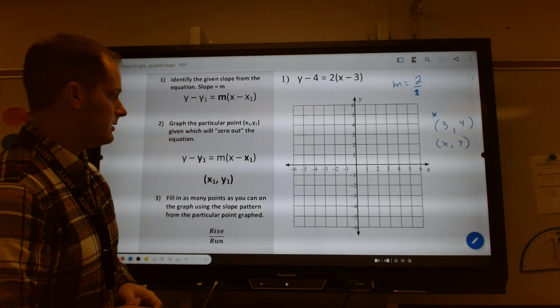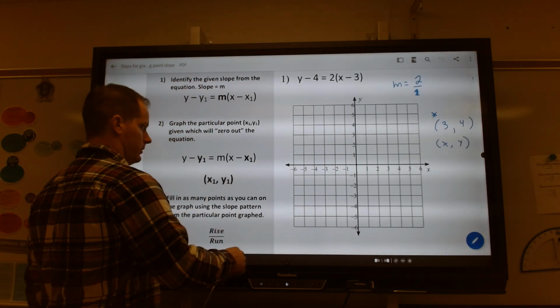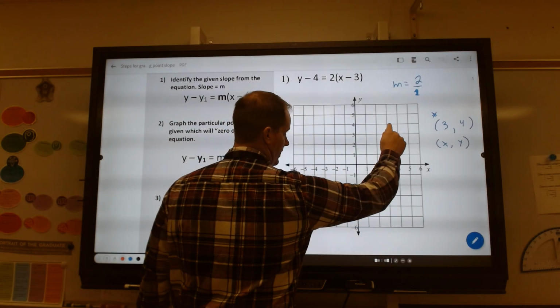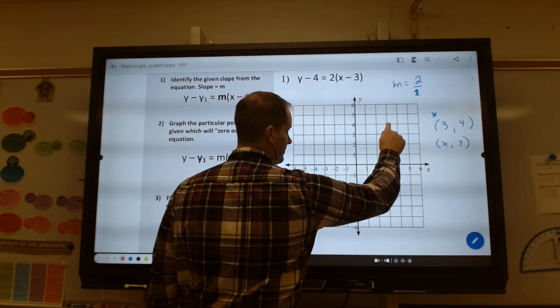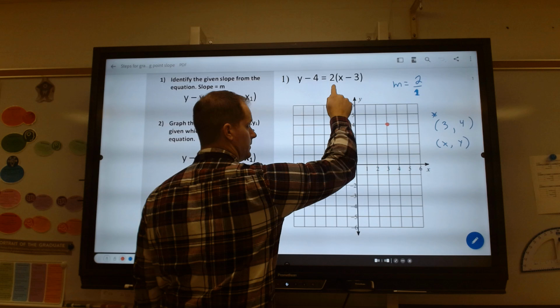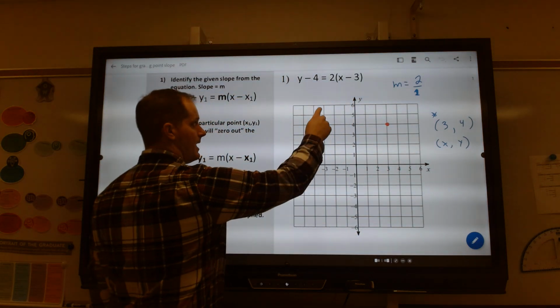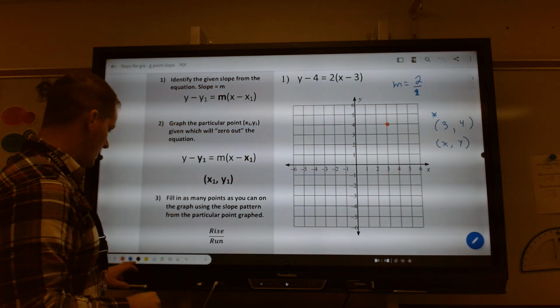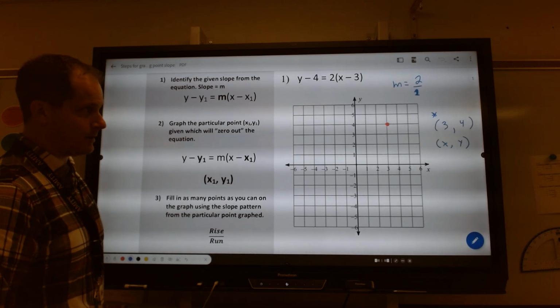So I have my particular point, (3, 4). We're going to graph that. So go over to 3, up to 4. There's my specific point that I know does work for this equation, which makes it true. And then, just like slope-intercept, I'm going to use the slope to plot other points.